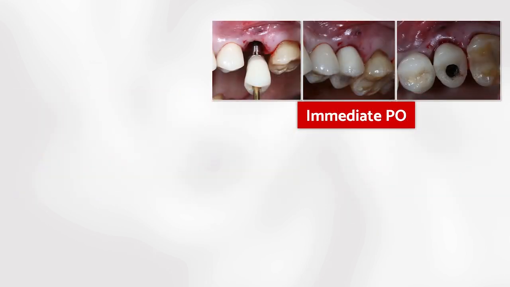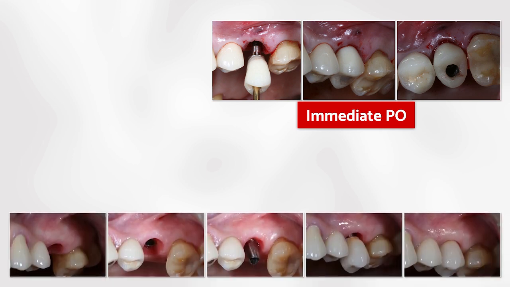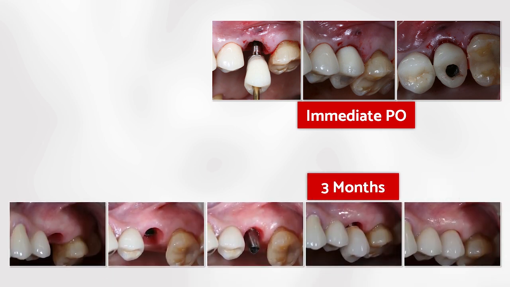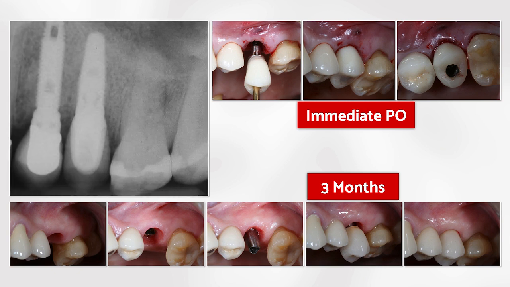It was inserted immediately, the provisional restoration, a screw retained one, and after 3 months we removed this provisional restoration, the impression was taken, the final abutment. In this case we use titanium abutment plus a cemented restoration, a cemented ceramic crown. This is the X-ray that was taken after final crown in place.